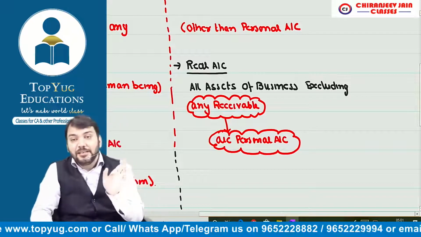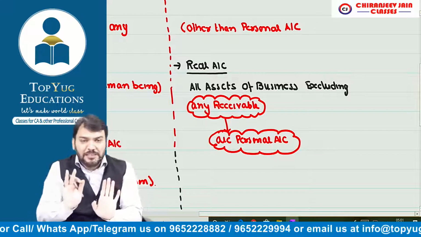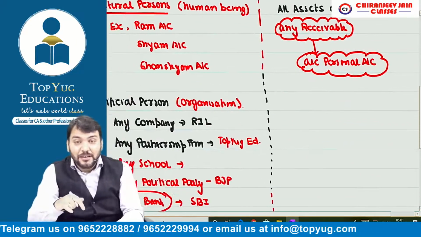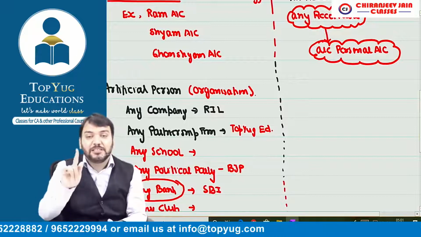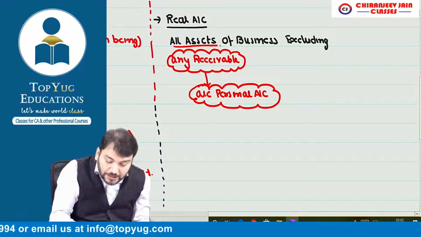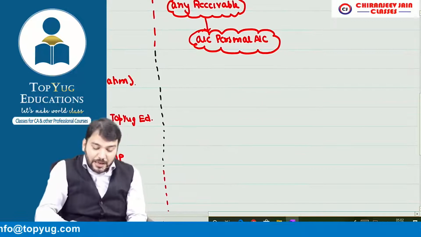For example, debtor. Debtor also represents a receivable from some person. We will discuss slowly. Debtor account is an asset, but debtor account is a representative personal account. Therefore, it cannot be a real account. So all assets of business, excluding any receivable. Understood?